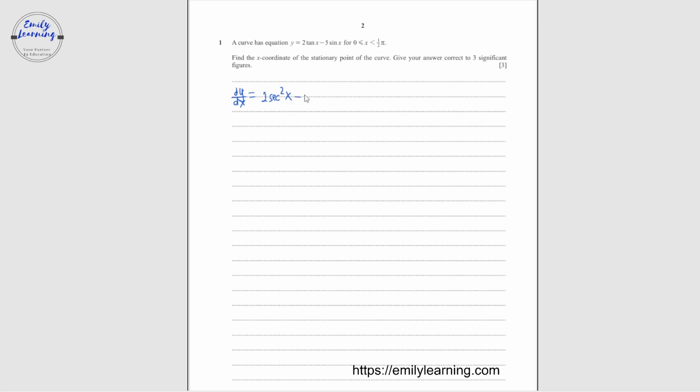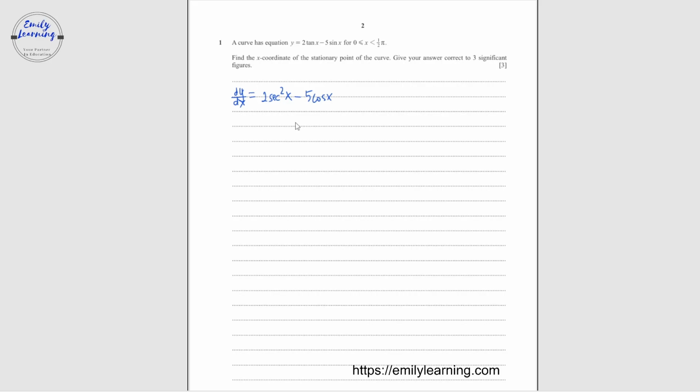We do know that at a stationary point, dy/dx is equal to 0. So this is what we are going to do first. We are going to find dy/dx, so we differentiate the expression for y. Differentiating 2 tan x, we get 2 sec squared x. Differentiating 5 sin x, we get 5 cos x.